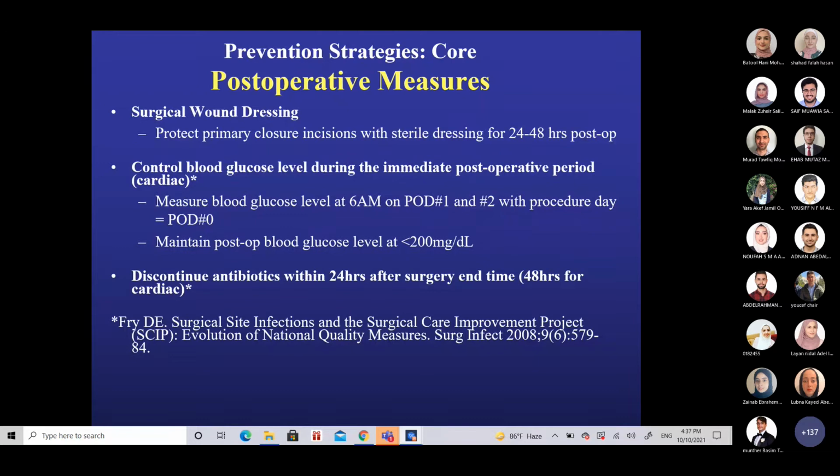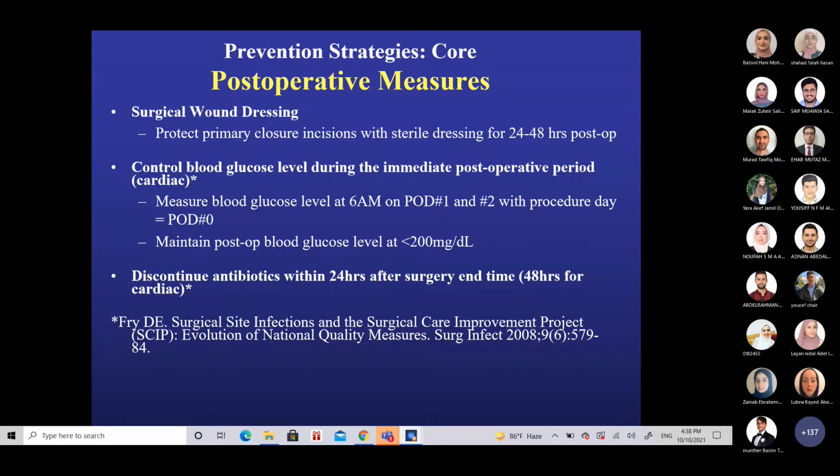Post-operatively, it is recommended that the wounds be covered with dressings to protect primary closure incisions, with sterile dressing for 24-48 hours. Post-operative measures also include blood glucose levels.